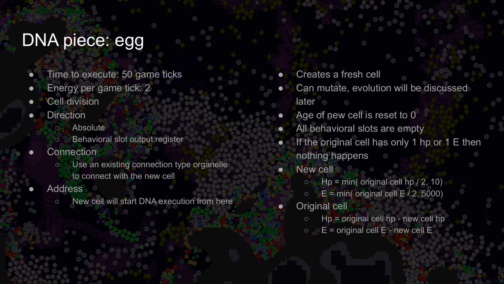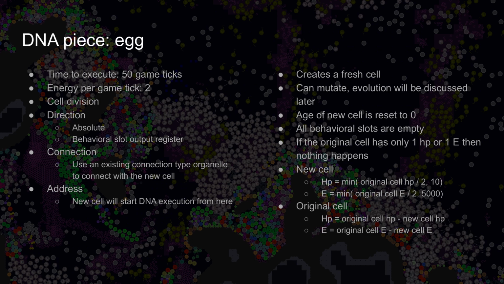This method of cell division creates a fresh cell. Mutation happens during this type of division. More on that later. The fresh cell has an age of 0 and all of its behavior slots are empty. The energy and hit points of the original cell will be divided between the fresh and the original cell. So if the original cell has only 1 energy or 1 hit point when the division should happen, at the end of the DNA piece execution, nothing will happen.